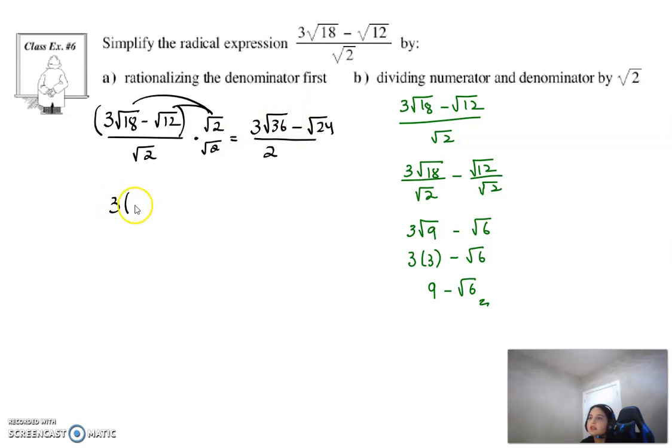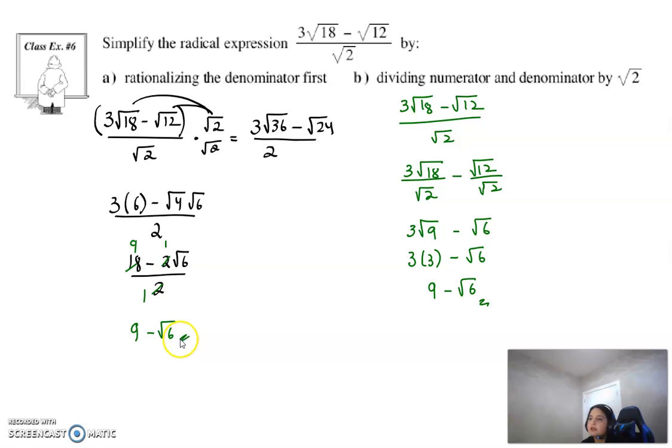Root 36 is just a 6, whereas root 24 we're going to have to simplify. It becomes 4 root 6 over 2. This ends up becoming 18 minus 2 root 6 over 2. Now, we should be able to reduce everything by 2. Every single term here gets reduced by 2, so this becomes a 2, this becomes a 1, this becomes a 1. So our final answer is 9 minus root 6.